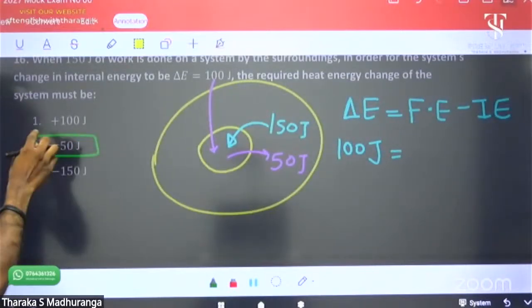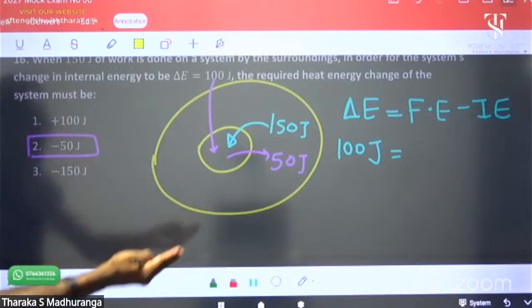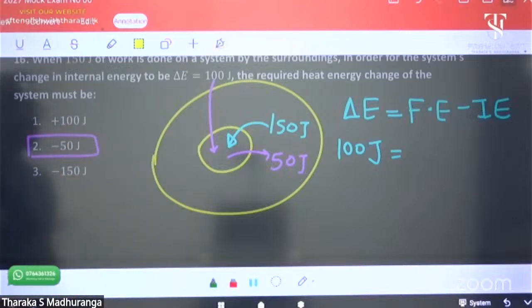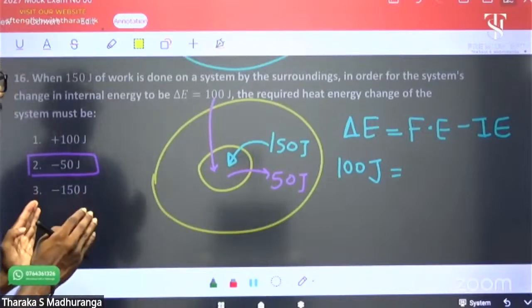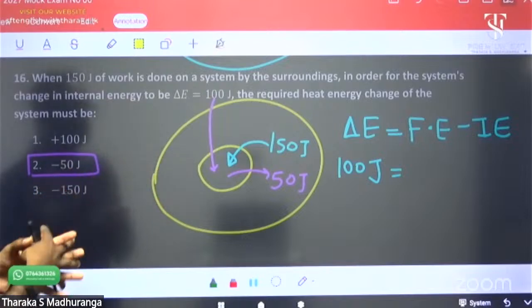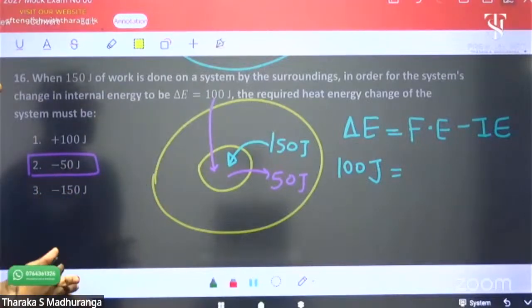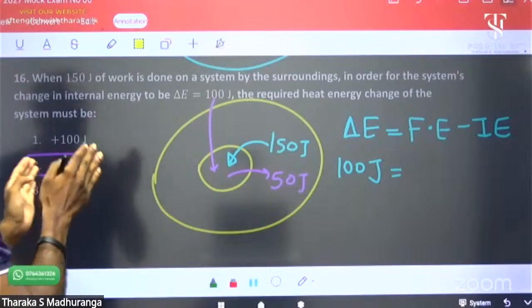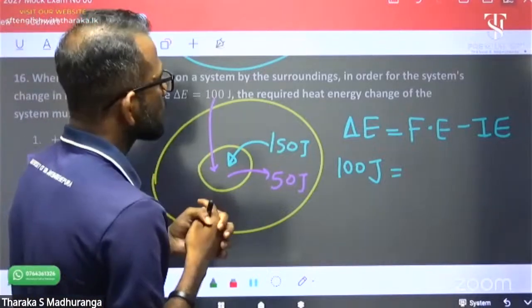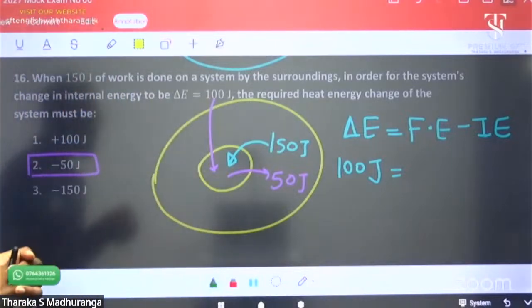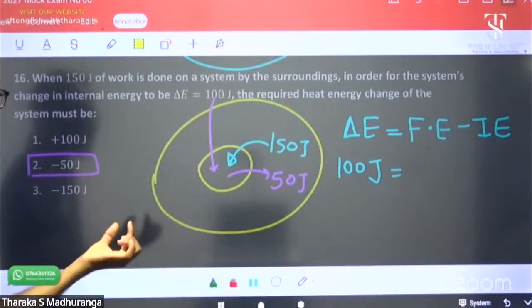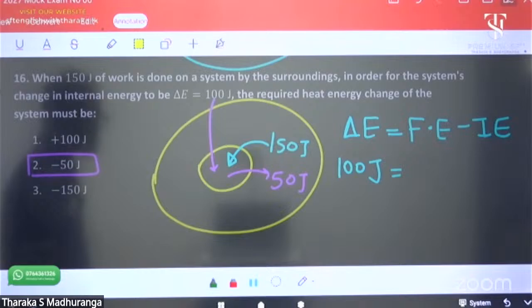Why is it minus? Since it is energy loss. Yeah, it's a very simple thing. 150 joules absorbed into the system, and to get the energy change of 100 joules, the required heat energy change of the system must be... Is that clear?